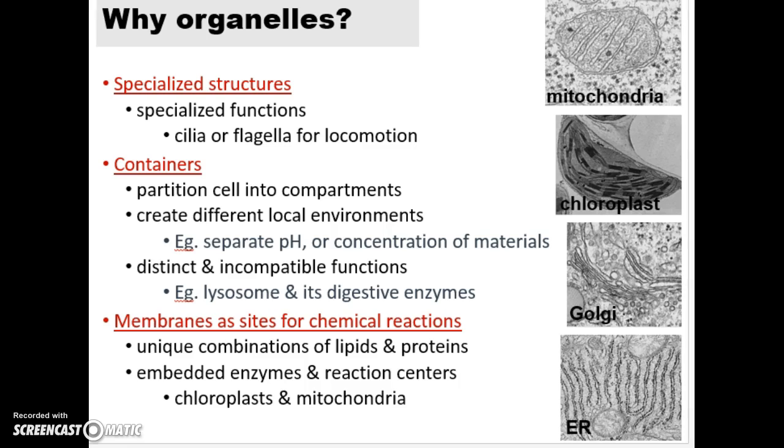A good example of this is chloroplasts or mitochondria, which have a lot of their enzymes embedded in the membrane that surrounds them. Some of the reactions of photosynthesis or cellular respiration actually occur in the membrane of that organelle. So it's a very important thing. It's not just a separation. It actually is involved in the function. Okay, I think that's all we want to cover there.